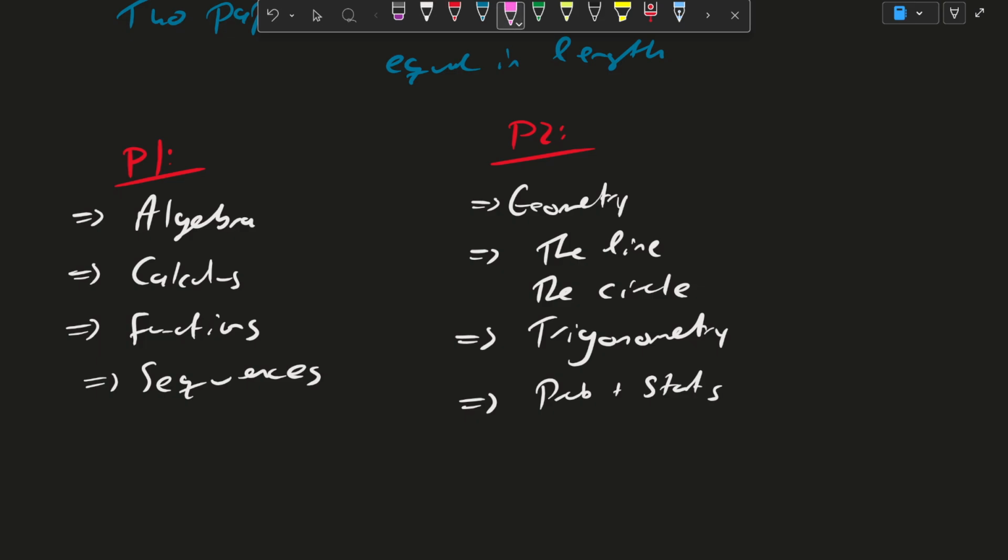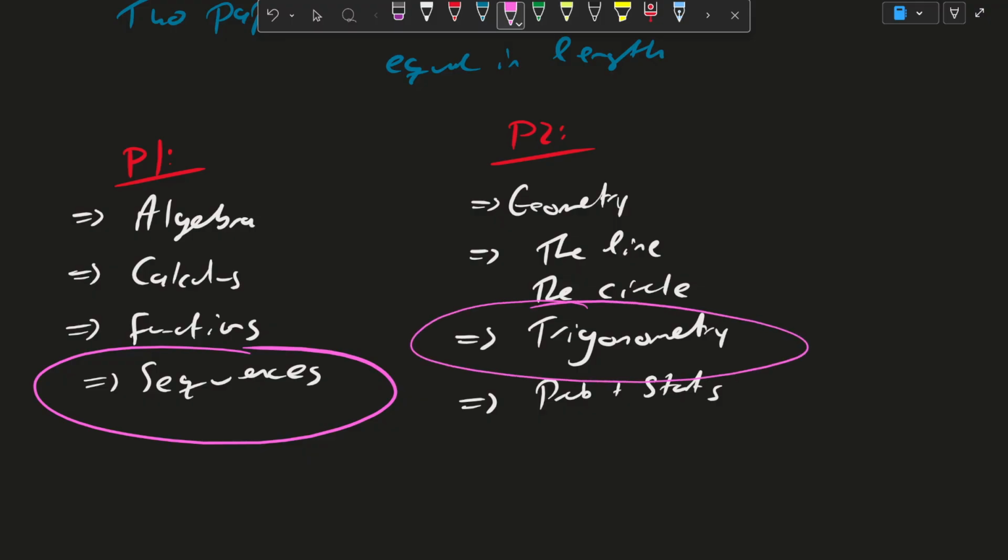Now, of particular note, sequences and its derivative series, and trigonometry, there have been a couple of cases, especially in recent years, where they straddle both papers. So it's not a case of having all of these topics memorized for paper one and then completely forgetting about them, because sequences could come up in paper two.